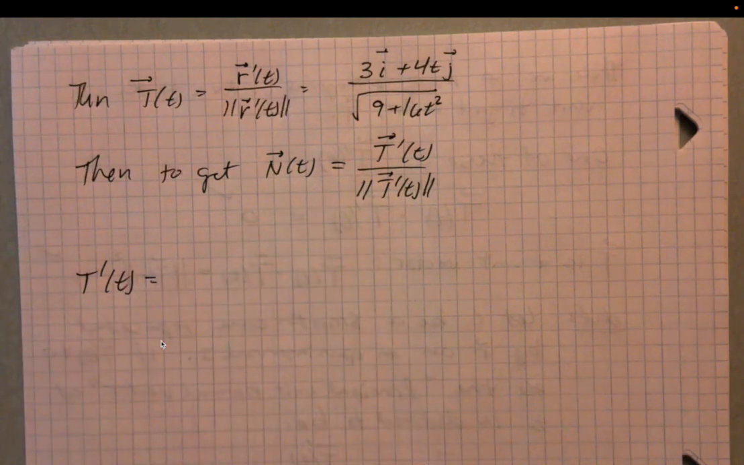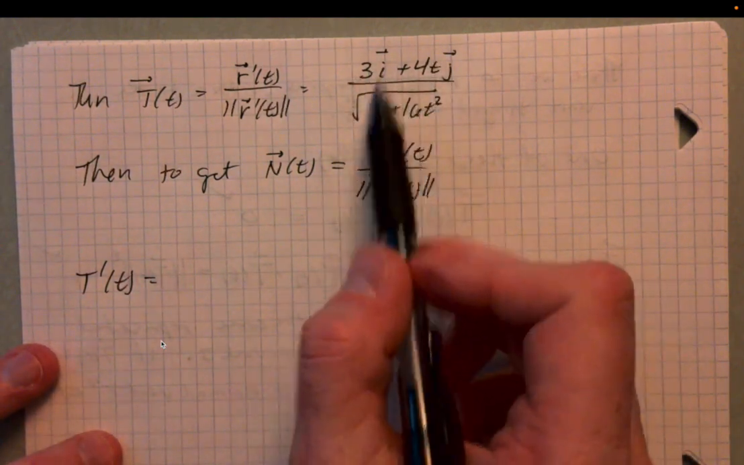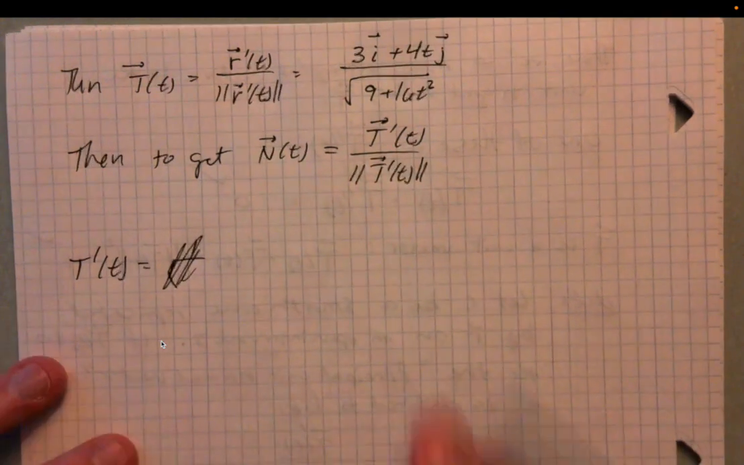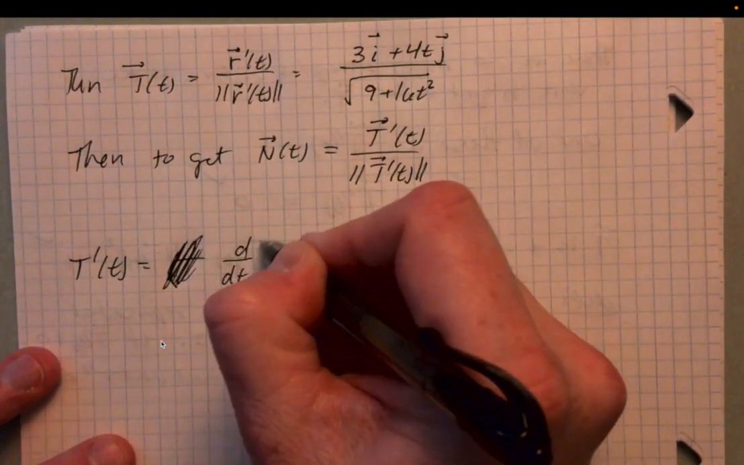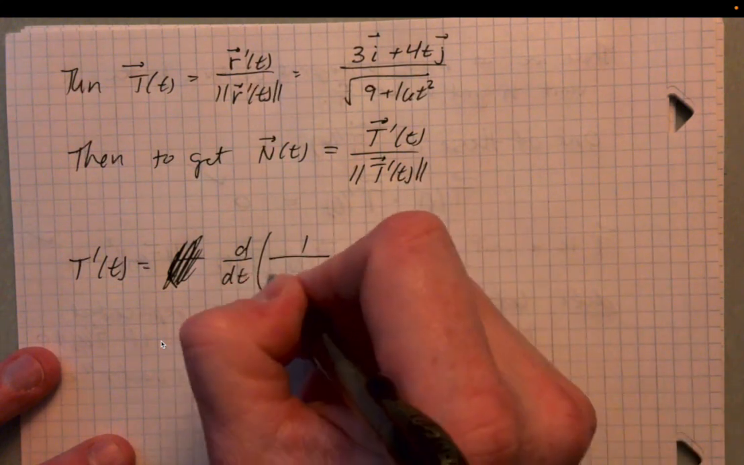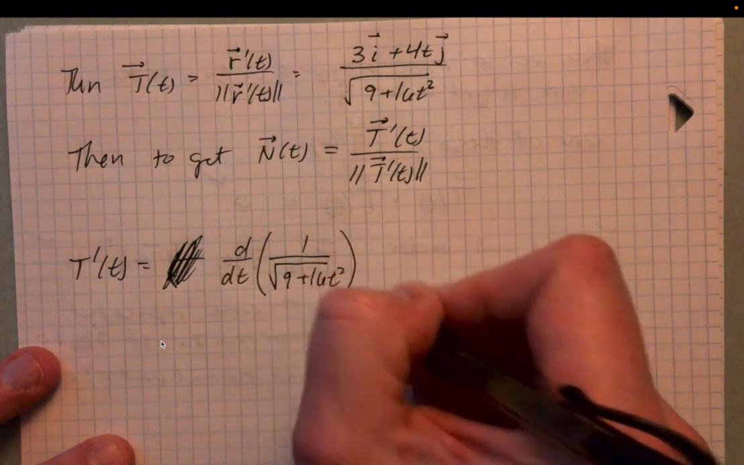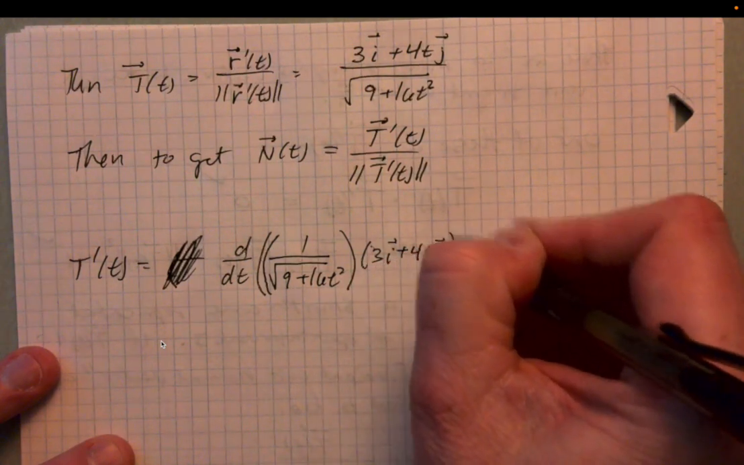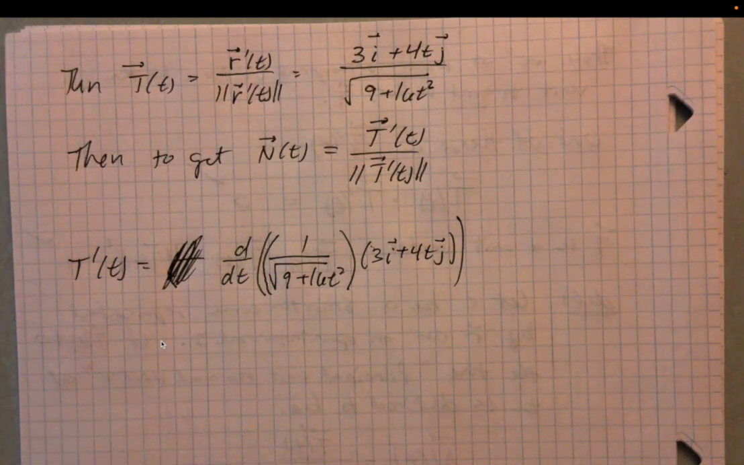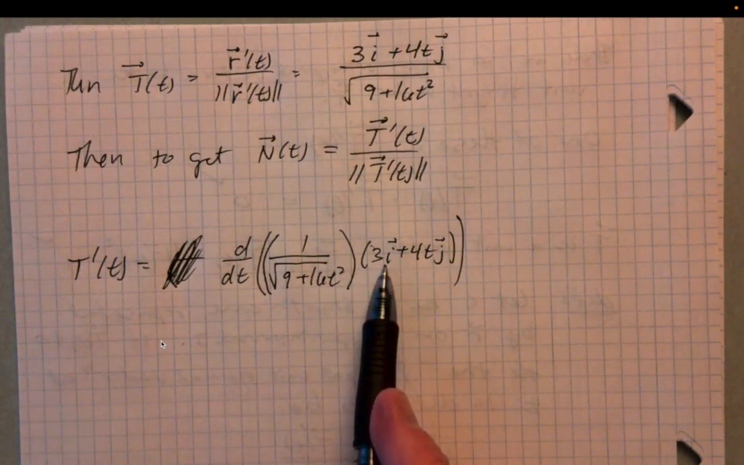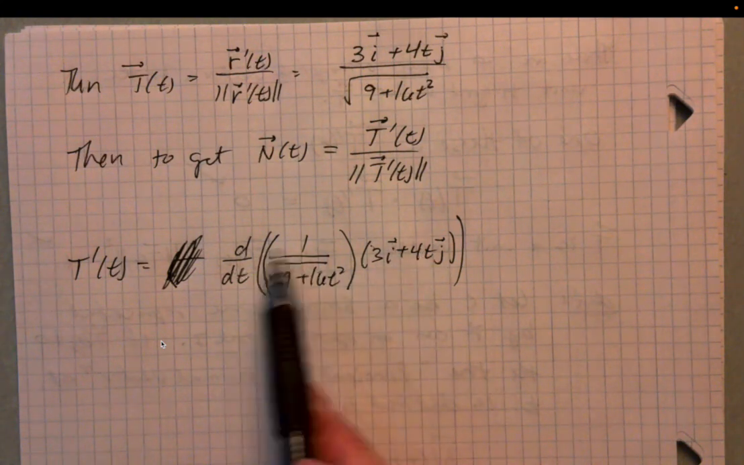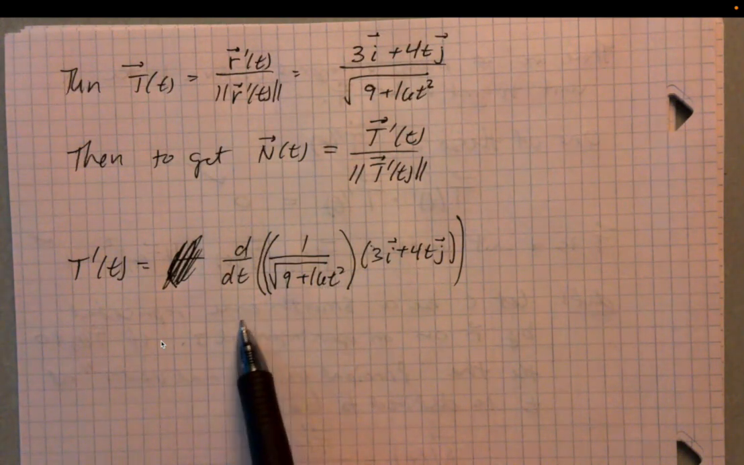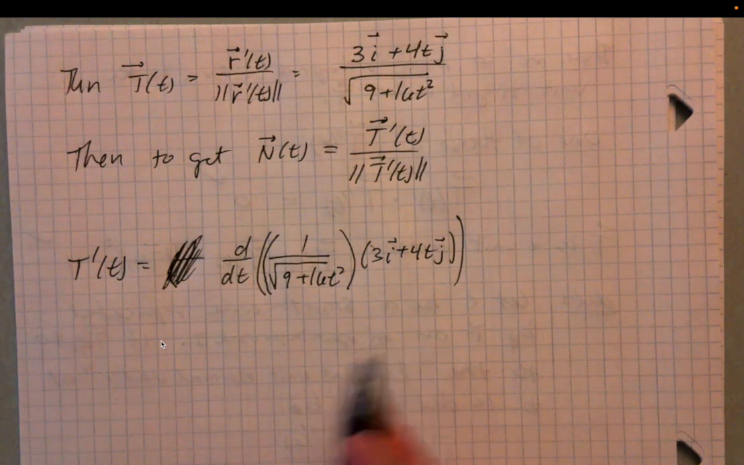Now T prime of t, you should think of this as a product. This is going to be the derivative of 1 over the square root of 9 plus 16t squared times 3i plus 4tj. All right, so we have to differentiate this. It's probably the best way to think about it. So this is a vector valued function times a real valued function, and so what we have to end up using here is the product rule. So it's the first times the derivative of the second plus the derivative of the first times the second.